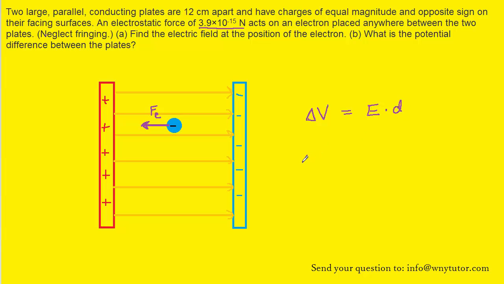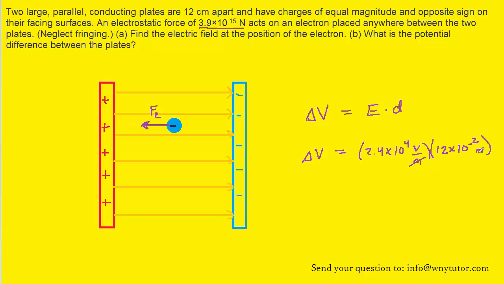And so now all we have to do to calculate the potential difference between the plates is take that electric field magnitude, which from part A was roughly 2.4 times 10 to the power of 4 volts per meter, and then multiply by the distance that separates the two plates. Now that was given to us as 12 centimeters. We must use the standard unit of meters. So we will multiply the 12 by 10 to the minus 2 to convert it into meters.